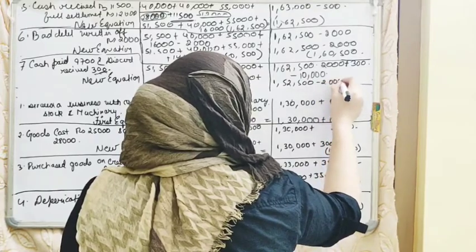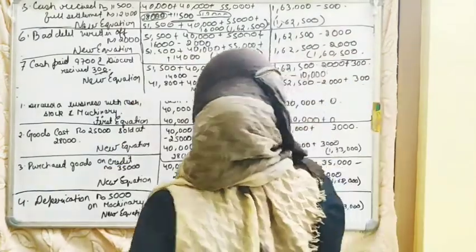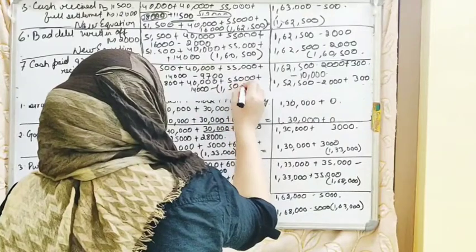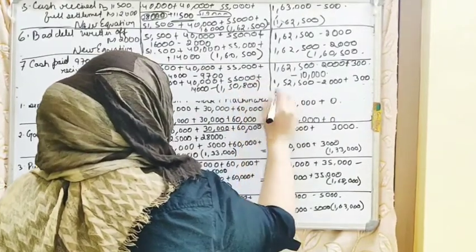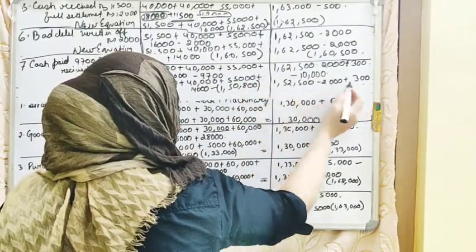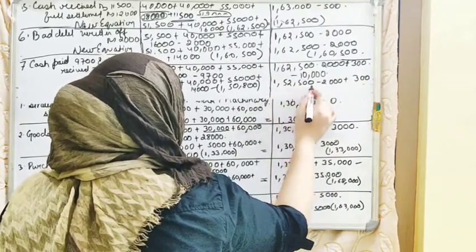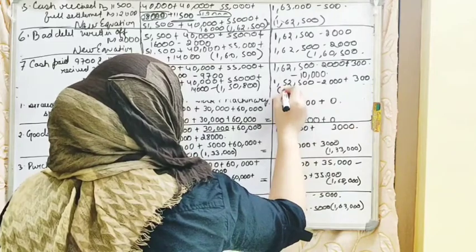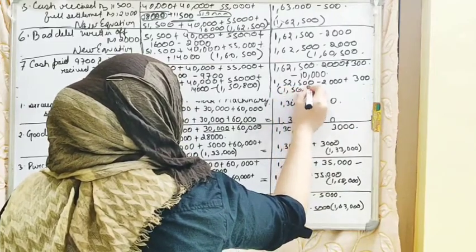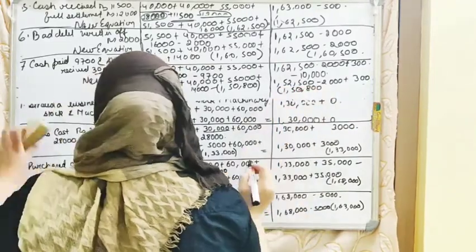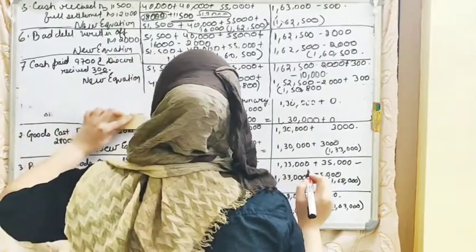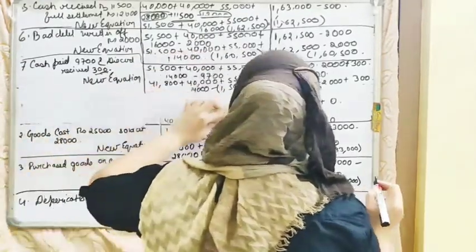Sorry, we have already minus 2,000 plus 3,000. Here also from 1,52,000, if we add 300, we will get an amount of rupees 1,50,800 minus 2,000, we will get an amount of rupees 1,50,800. So I am erasing this part to write your last equation.